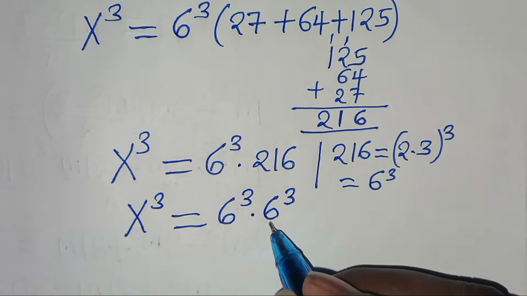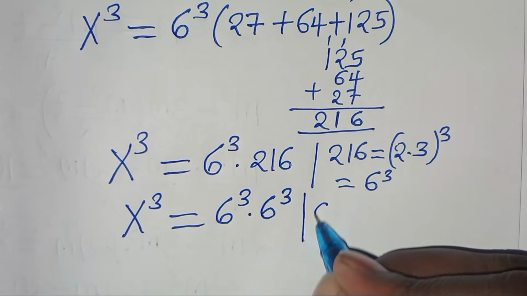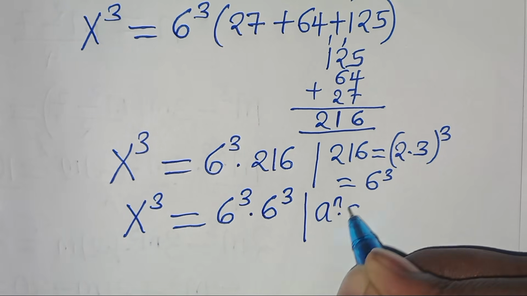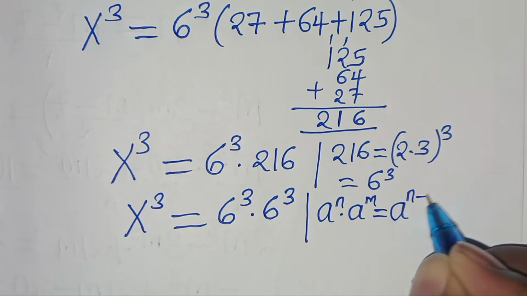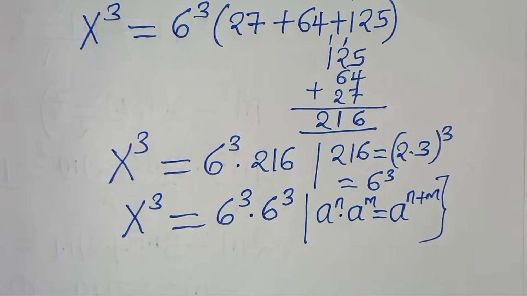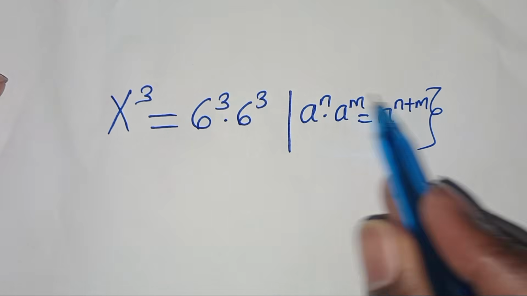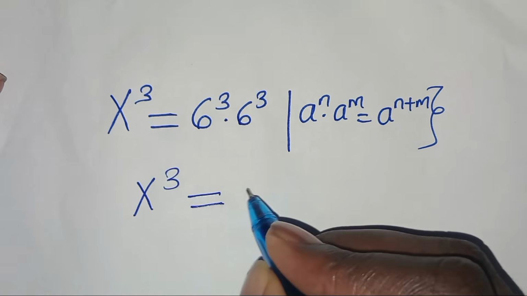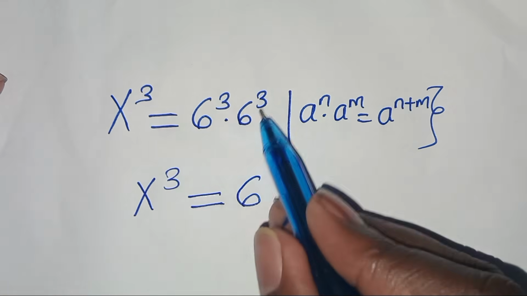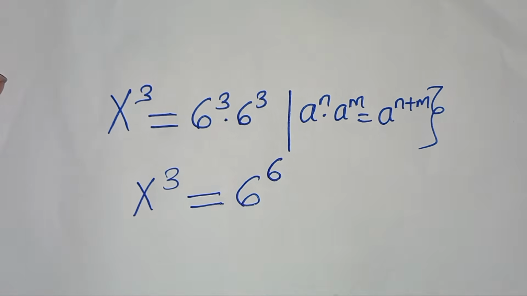Now 6 to the power of 3 times 6 to the power of 3, this is in the form of a to the power of n times a to the power of m, which we can express as a to the power of n plus m. So applying this property, we have x to the power of 3. This is equal to 6 to the power of 3 plus 3, which is equal to 6 to the power of 6.